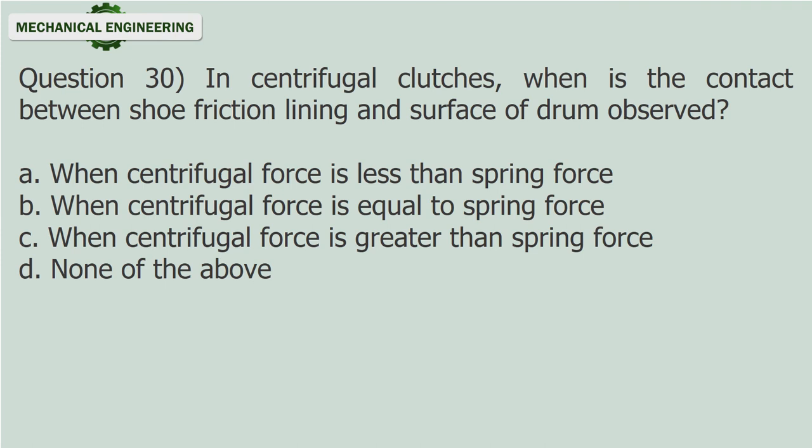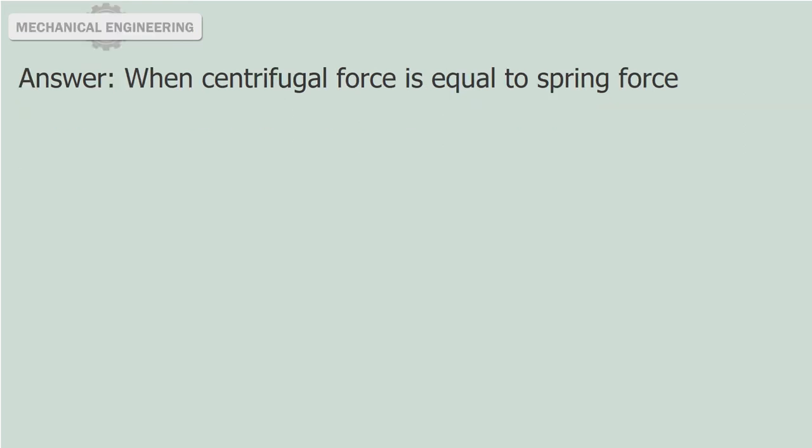Question 30. In centrifugal clutches, when is the contact between shoe friction lining and surface of drum observed? A. When centrifugal force is less than spring force. B. When centrifugal force is equal to spring force. C. When centrifugal force is greater than spring force. D. None of the above. Answer: when centrifugal force is equal to spring force.